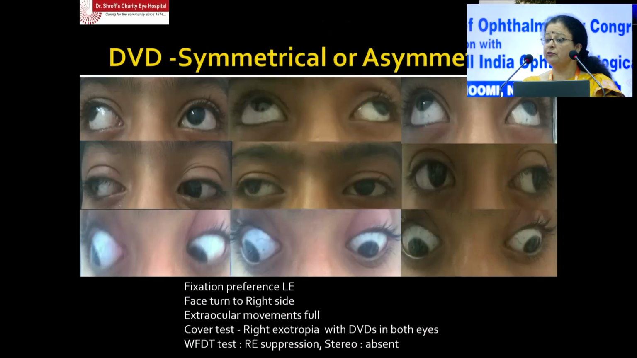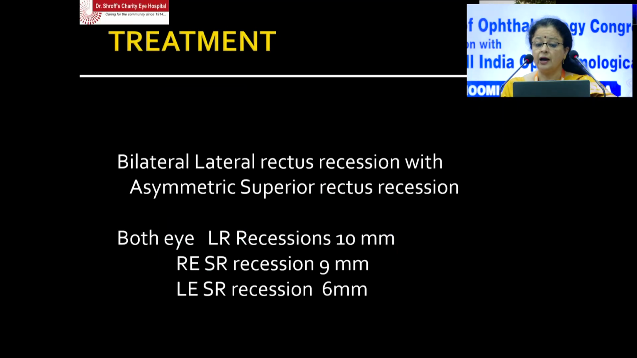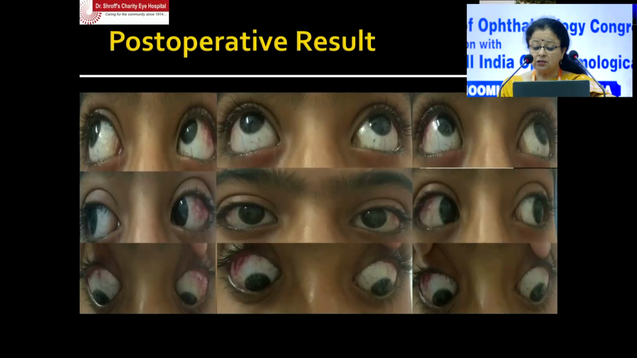Then you have symmetrical or asymmetrical DVD. In this measurement, in the right eye the DVD is around 14, and in the left eye it is around 6. So it is comitant, but it is asymmetric. In these cases, you could do an asymmetric superior rectus recession. This is a 45 base in with asymmetric DVD, so asymmetric superior rectus recession was done, with both eye lateral rectus recession of 9, more in the right eye than in the left eye. This is the post-operative result.